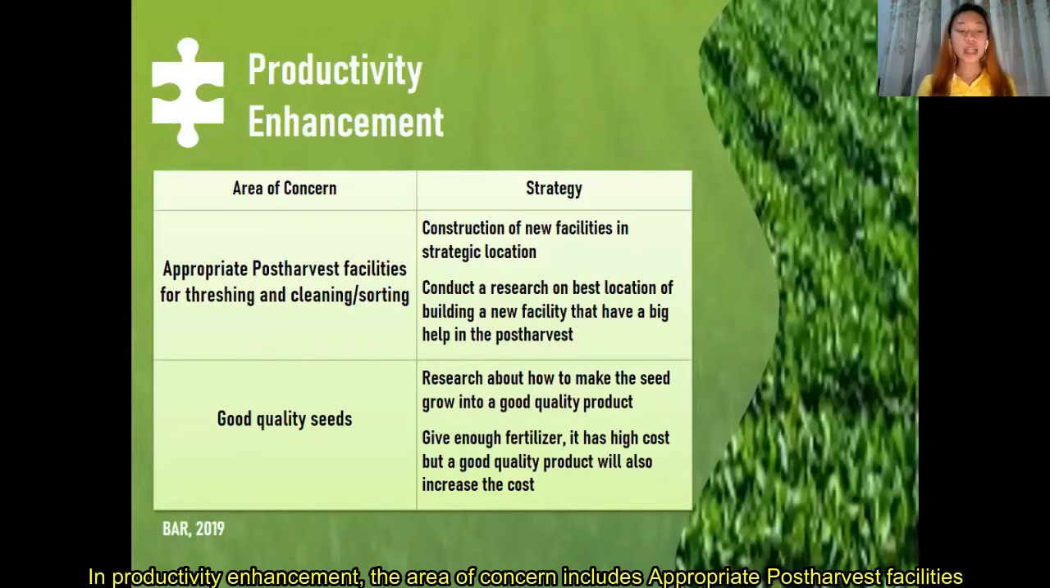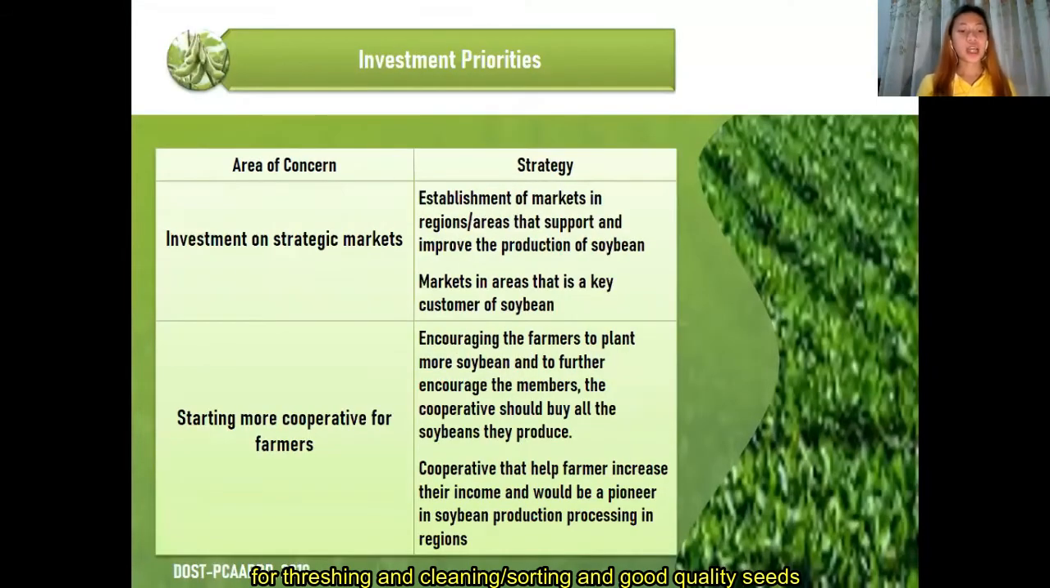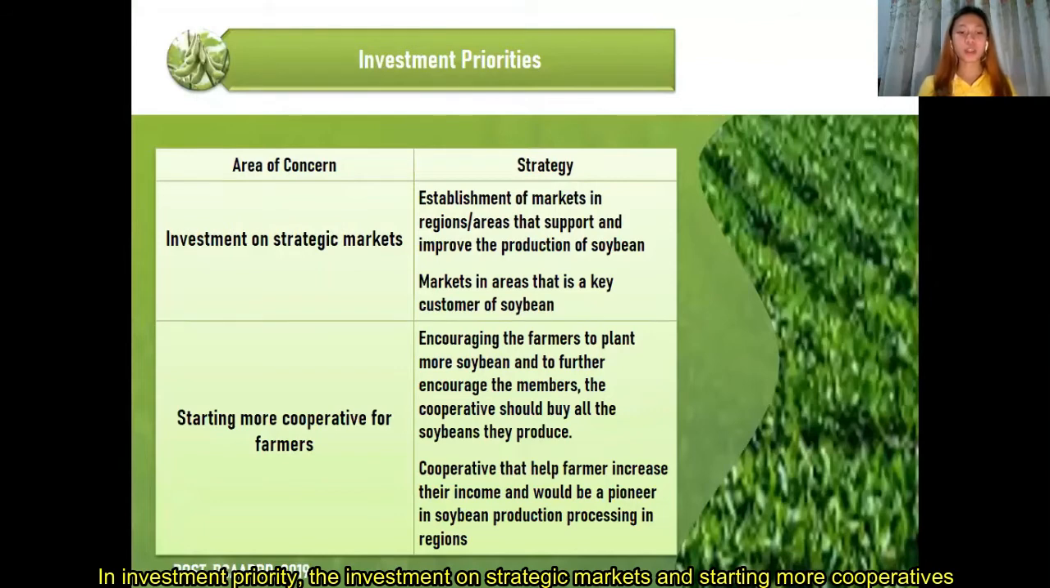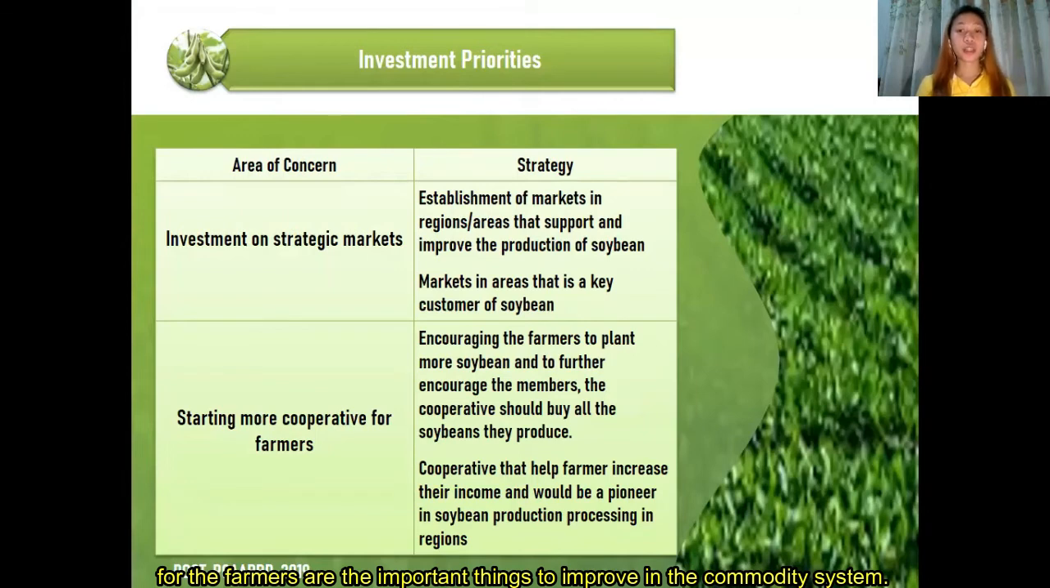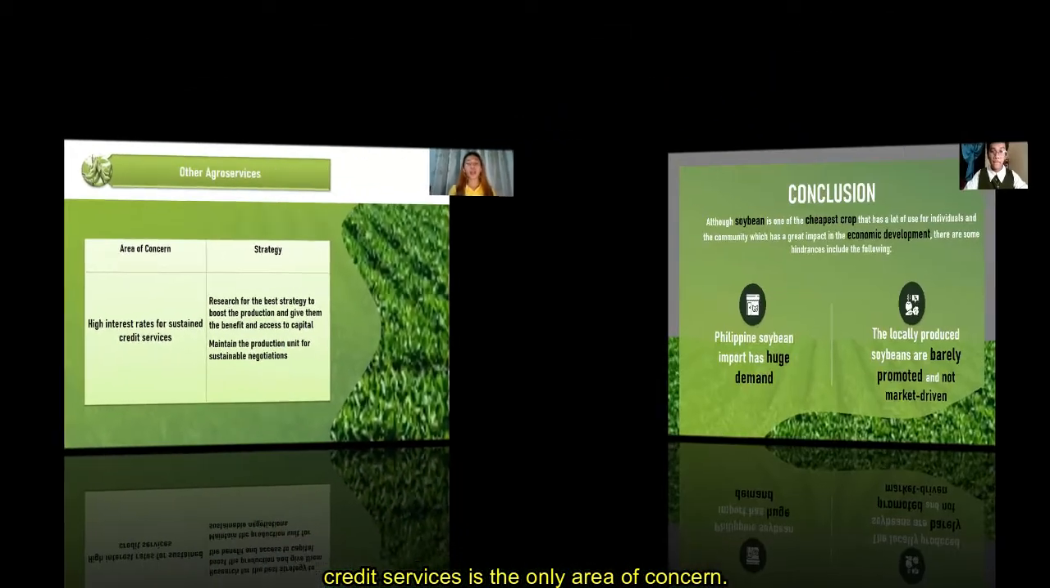In productivity enhancement, the areas of concern include appropriate storage facilities for threshing and cleaning or sorting, and good quality seeds. In investment priority, the investment in strategic markets and starting more cooperatives for the farmers are the important things to improve the commodity system. Lastly, in agri-services, high interest rates for sustained credit services is the only area of concern.